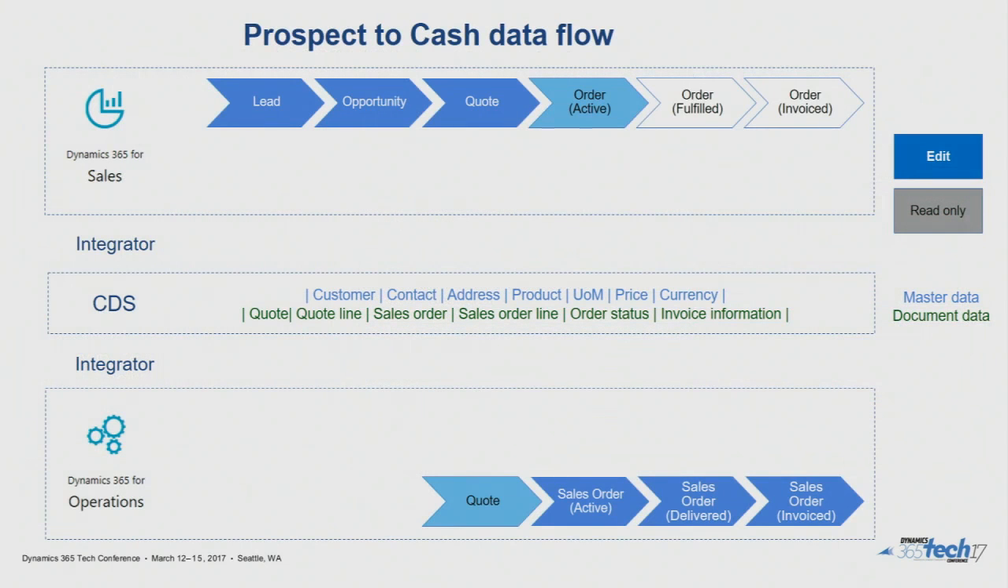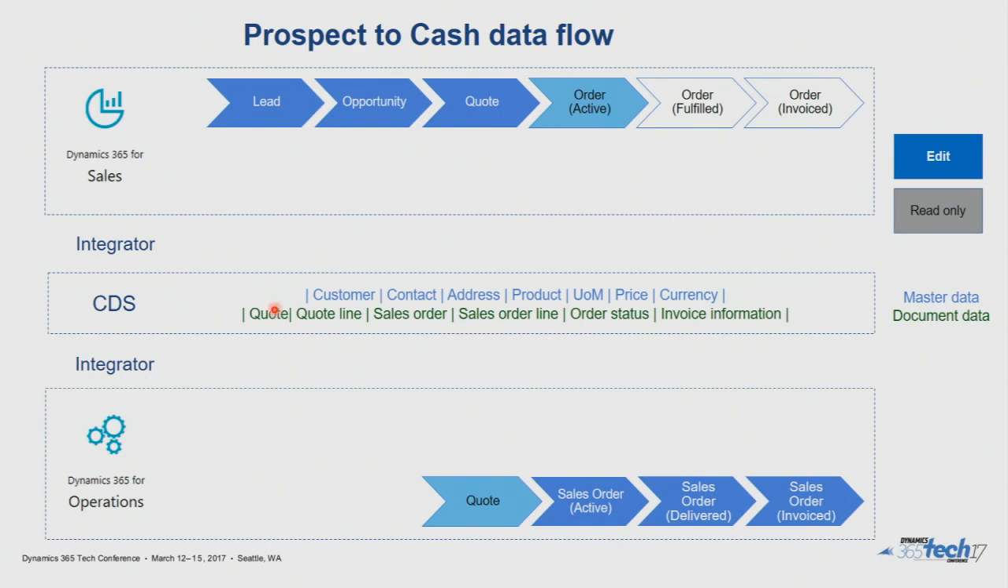So with that, let me dive into the prospect to cash data flow. If we look on the top here, we have sales. Here we create the lead, the opportunity, the quote, and hopefully also the order if we are lucky. Then we just monitor the order fulfillment and the invoice from here. This goes through the integrator that Lance will be talking about a bit later into CDS.